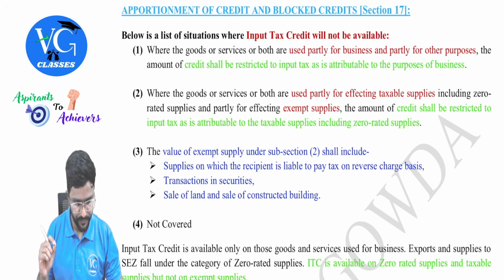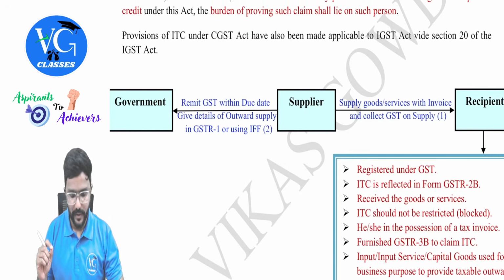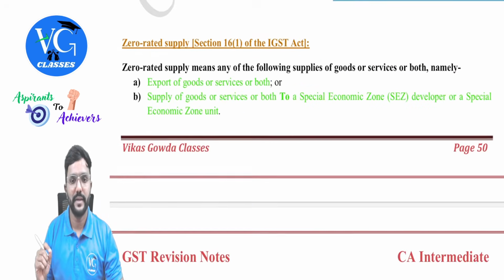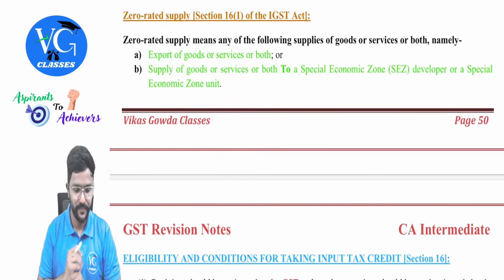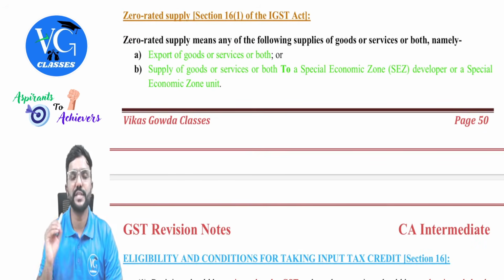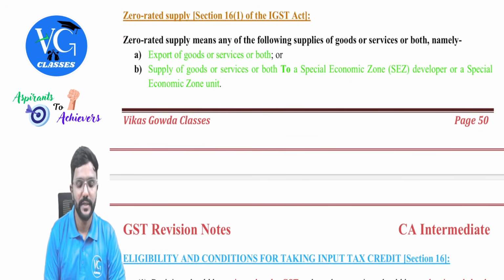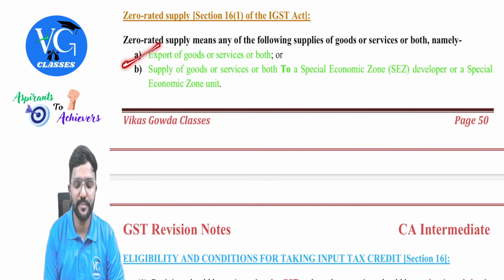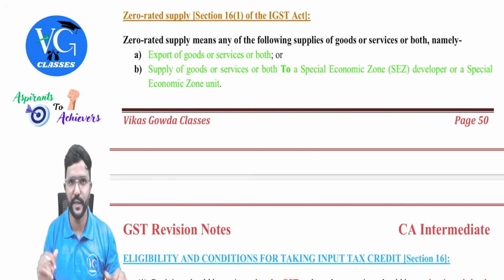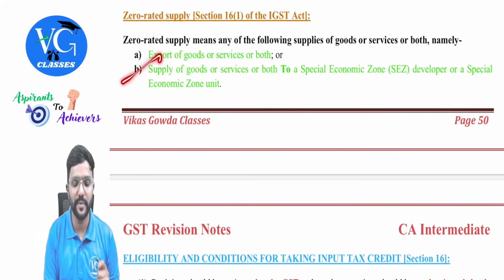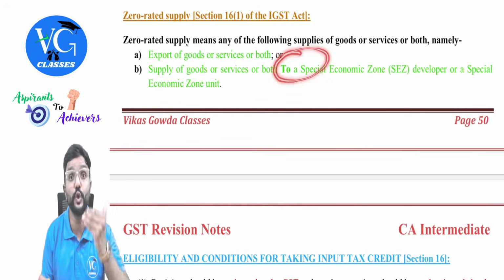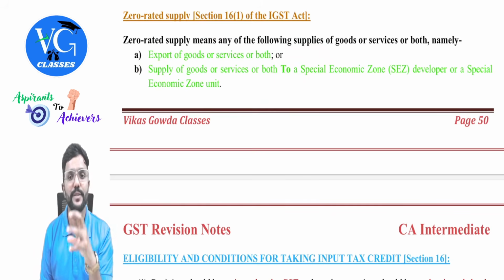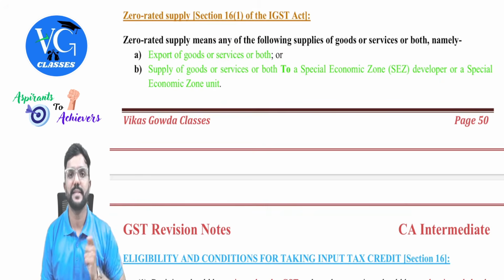Come to this page. At the bottom, I have given in page number 50. Zero rated supply, section 16, subsection 1 of the IGST Act. Zero rated supply means any of the following supplies of goods or services or both, namely, export of goods or services or both is always zero rated. And the next one is supply of goods or services to a special economic zone developer or special economic zone unit is a zero rated supply, guys.